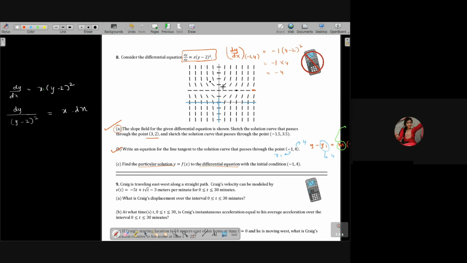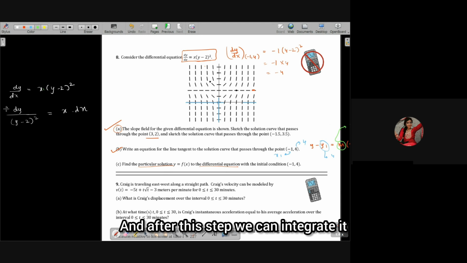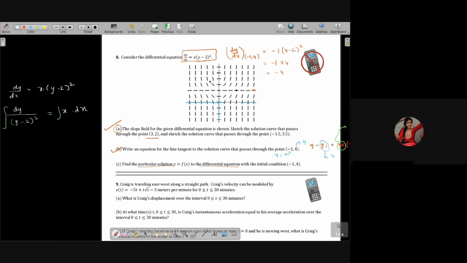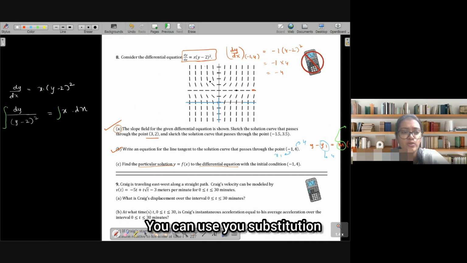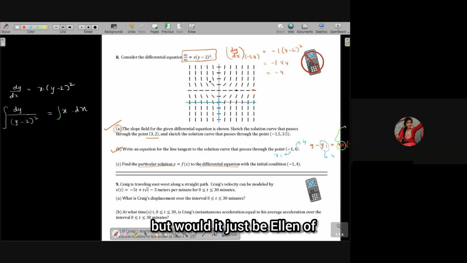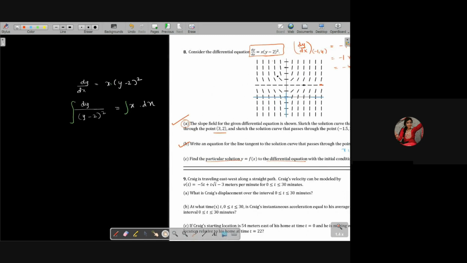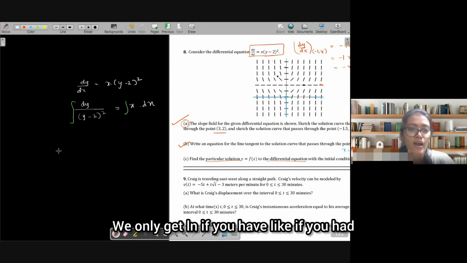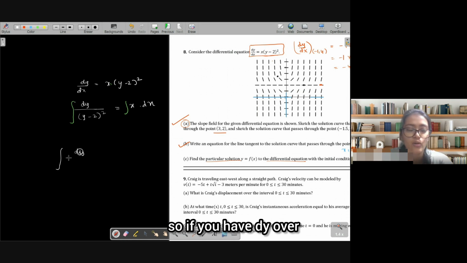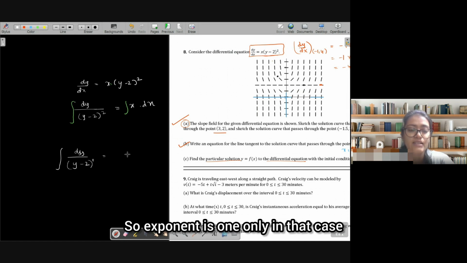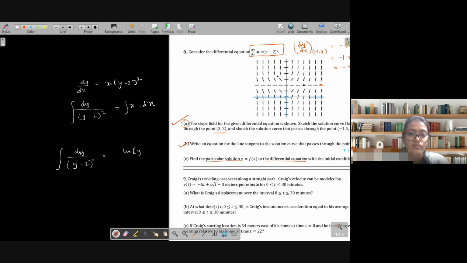And after this step, we can integrate. And then you would use u substitution, I think. You can use u substitution, but you don't really need to. We only get ln if the exponent is 1. So if you have dy over y minus 2, so the exponent is 1, only in that case would the answer be ln of y minus 2.